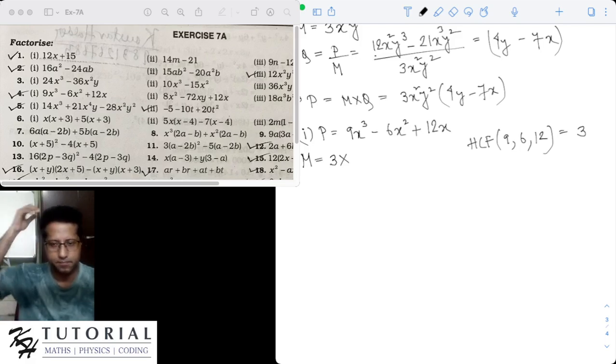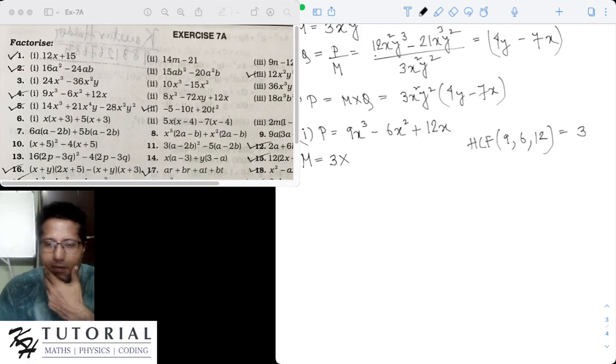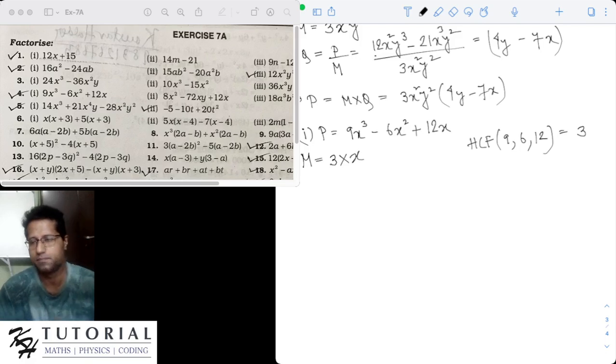This polynomial has only one variable, that is x, which is present in all the terms. Now what is the minimum power of x in all the terms? That is 1. In 12x, the power of x is 1, which is the minimum. So we will have x to the power 1 in the common factor m. So this becomes 3x. So 3x is the common factor of all the terms of this polynomial.